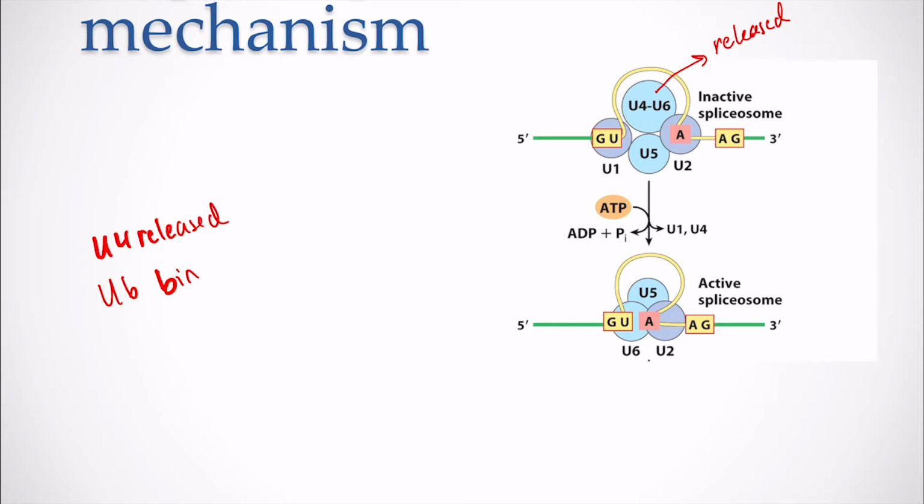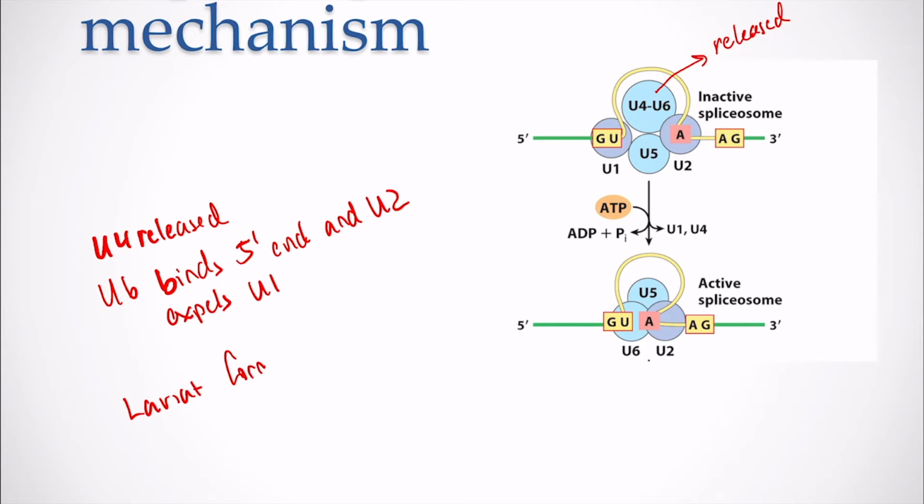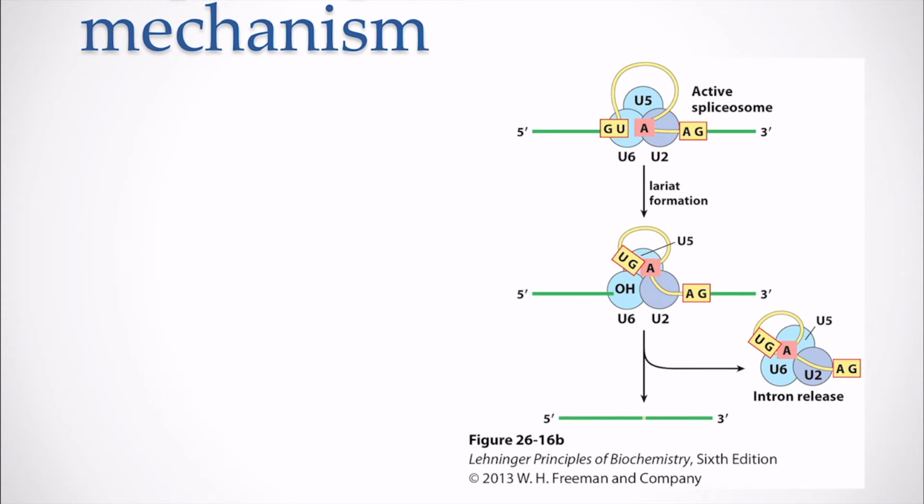So U6 binds the 5' end, and U2. And then you have a Lariat that forms. And the Lariat forms because you are using that adenosine. So you are using this adenosine to form that Lariat structure. And then you'll get release. That OH group is going to become the nucleophile. So you'll get your exons brought together, and you'll get release of your intron. And then the intron will be degraded.